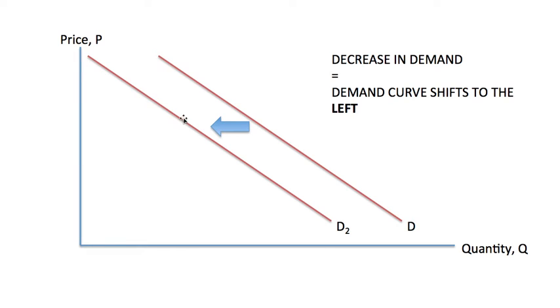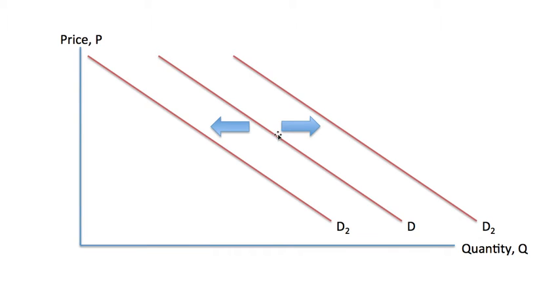So if for a certain product there's a decrease in demand, basically what you would expect is for the same price there would be less demanded quantity. So that's the idea, and the opposite is true for the increase. Okay, so increase to the right, decrease to the left.